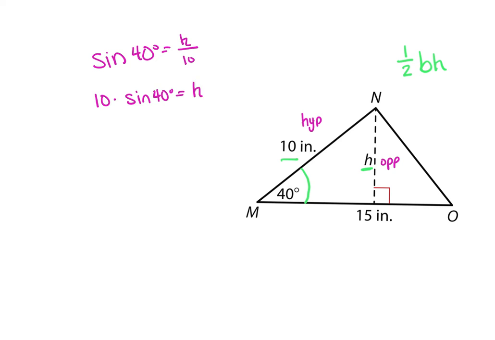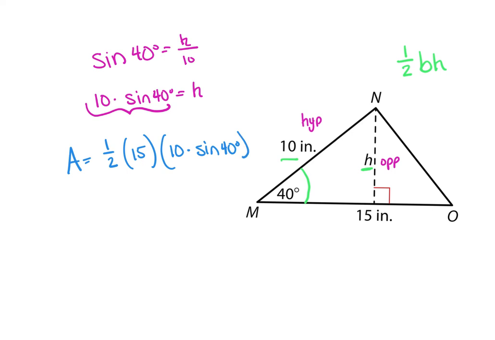So I can take this piece right here and plug it in for my height. You can either plug it in and round it, or you can take it all at the end. So the area of this triangle is going to be 1/2 my base. What's the length of the base of this triangle? 15. And then the height is 10 times sine of 40. 1/2 base times height, and you'll get approximately 48.2 square inches.